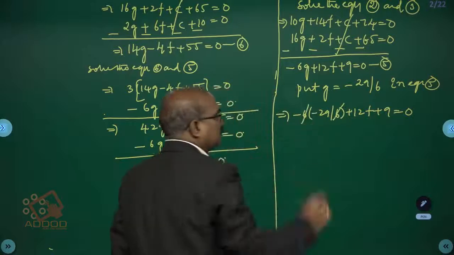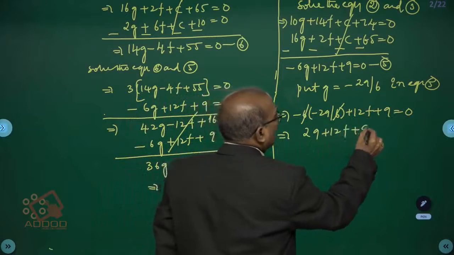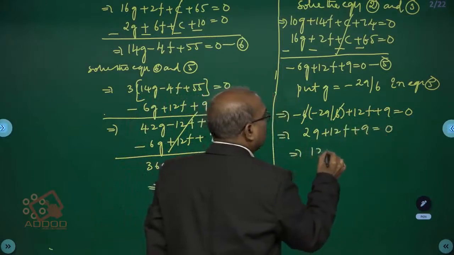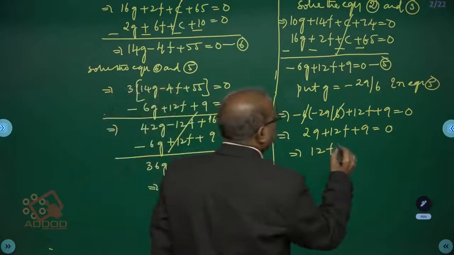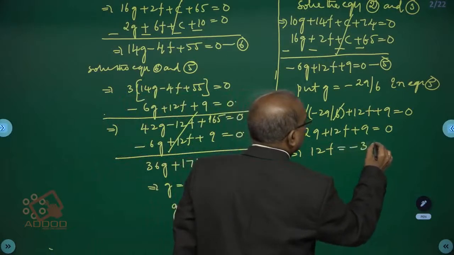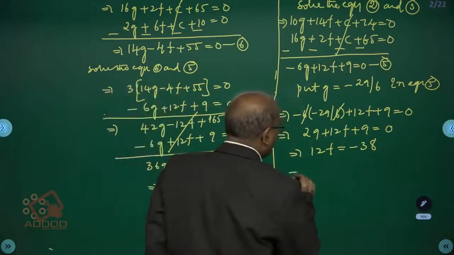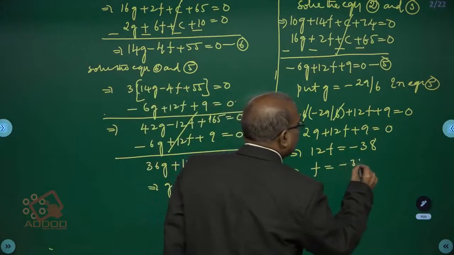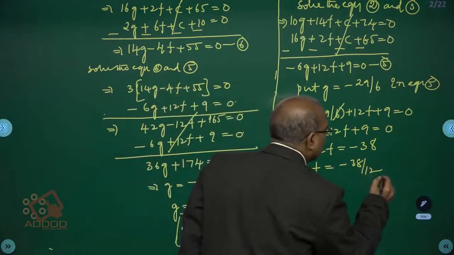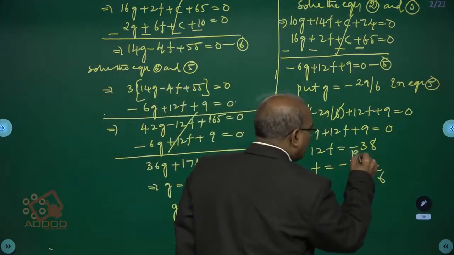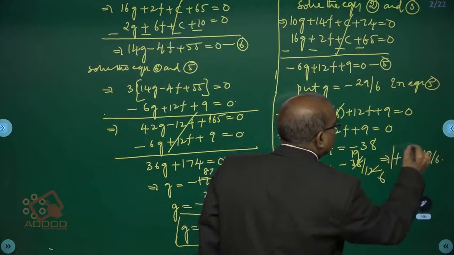So this 6 gets cancelled. So that is 29 plus 12f plus 9 is equal to 0. So that is 12f, and 29 plus 9 is 38. So that is minus 38. Okay, so f is equal to minus 38 by 12. So that is 2 sixes are 12, 2 ones are 2, 19. So f is equal to minus 19 by 6. This is the f value.